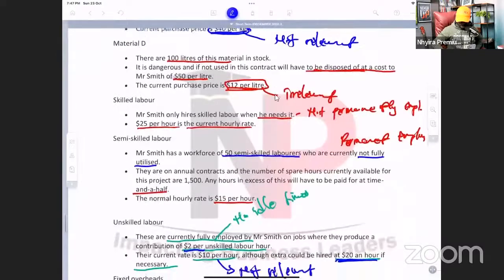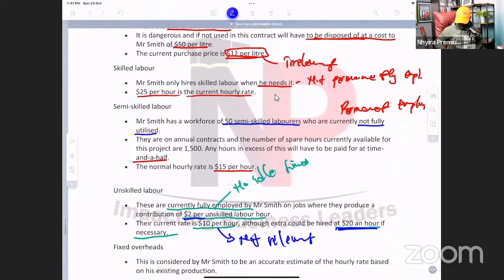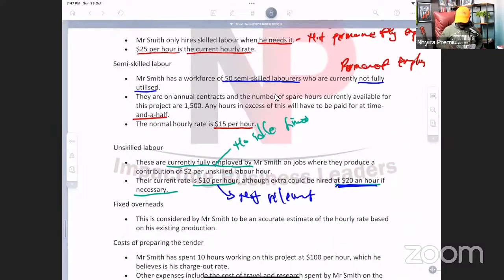There is an opportunity cost here of $2 per hour. Now, because they are fully employed, there is no spare capacity.